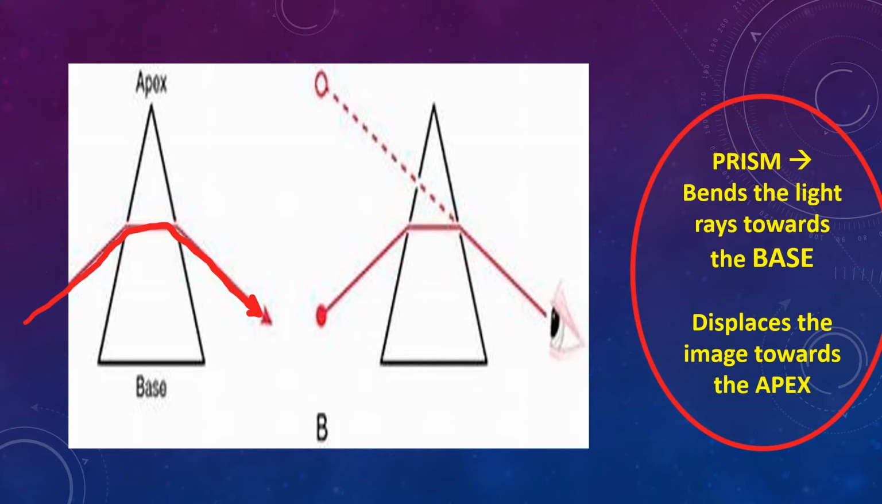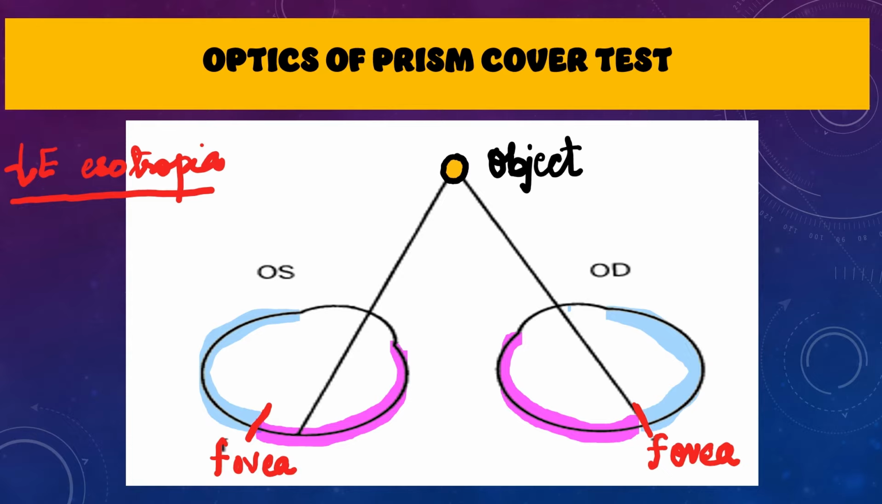There we studied that a prism always bends the light towards the base of the prism. However, the image is always shifted towards the apex of the prism. So that is one point that you must remember. Now let us go into the optics of the prism cover test.